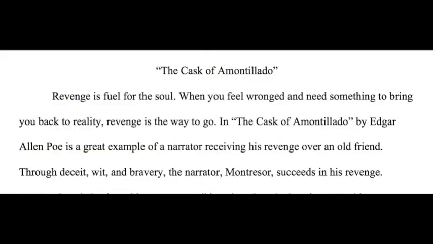Here's my introductory paragraph. Revenge is fuel for the soul. When you feel wronged and need something to bring you back to reality, revenge is the way to go. In The Cask of Amontillado by Edgar Allan Poe, it is a great example of a narrator receiving his revenge over an old friend. Through deceit, wit, and bravery, the narrator, Montresor, succeeds in his revenge.